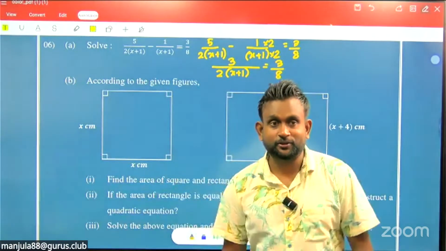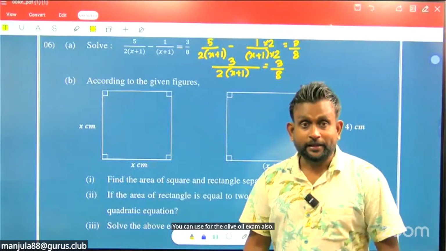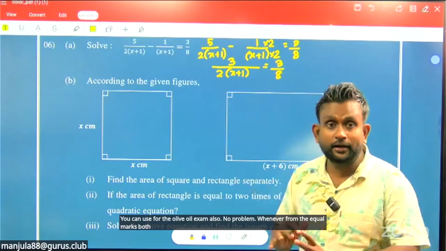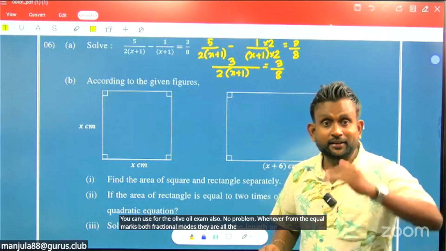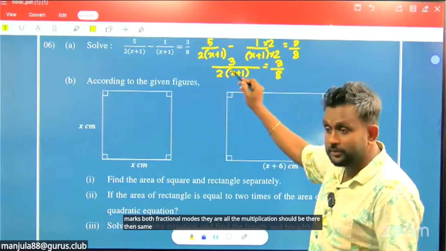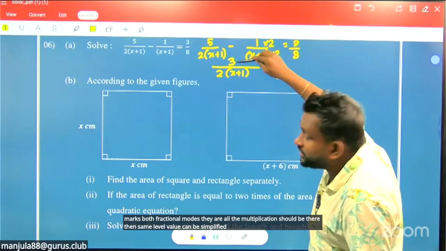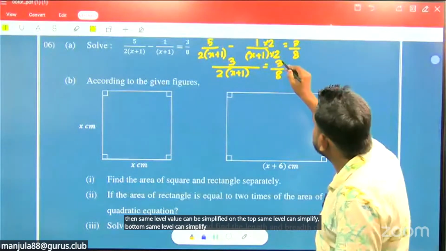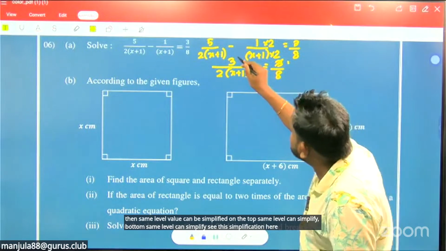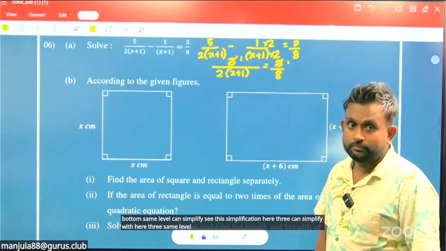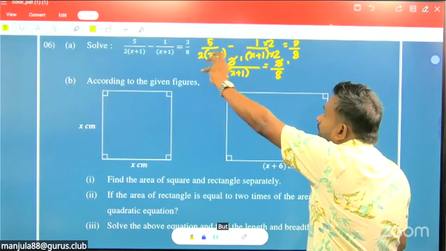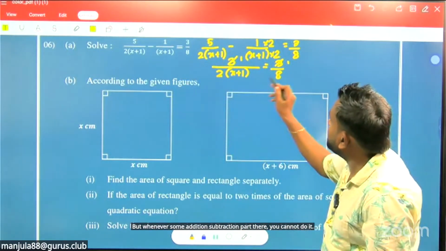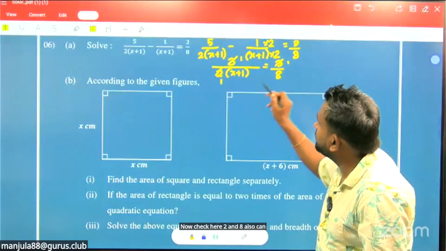You can use this for the O level exam also. No problem. Whenever there is an equals sign with fractional forms on both sides, all the multiplication should be there. Then the same value can be simplified. On the top, the same value can simplify. Bottom, the same value can simplify. See this simplification. Here 3 can simplify with here 3, same value. But whenever there is some addition or subtraction part, you cannot do it. Now check, here 2 and 8 can also simplify. 2, 1, 2, 4.